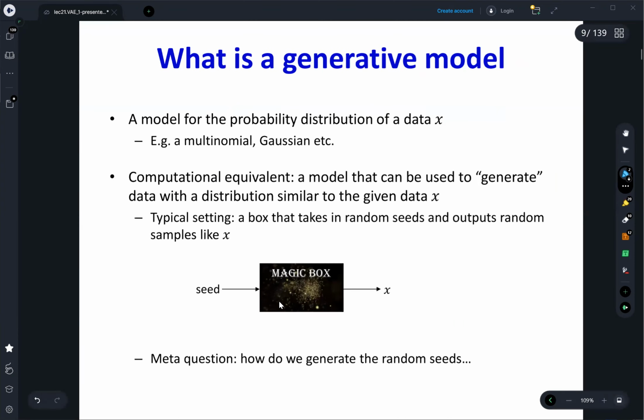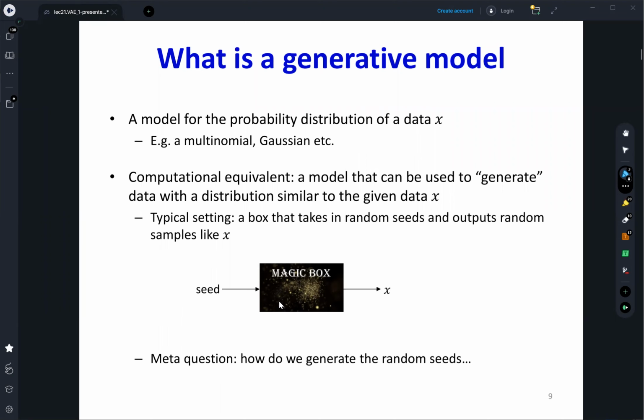So what is a generative model? A generative model is the model for the probability distribution of some data, which I'm representing by the symbol X. So for example, a multinomial distribution or a Gaussian distribution. All of these are models for probability distributions of different kinds of data. In a computational sense, the computational equivalent of a generative model is a model that can be used to generate data with a distribution that's similar to some given data X.